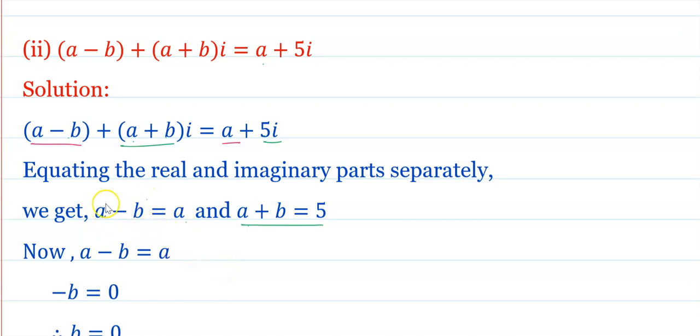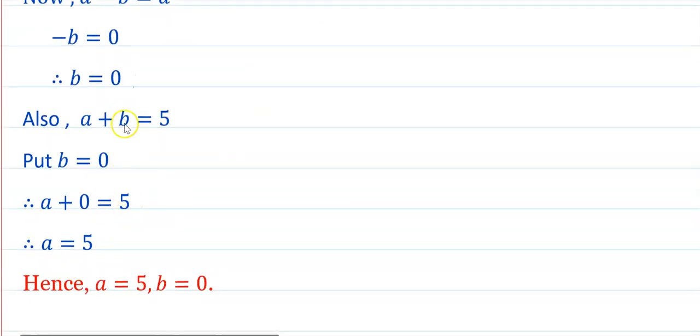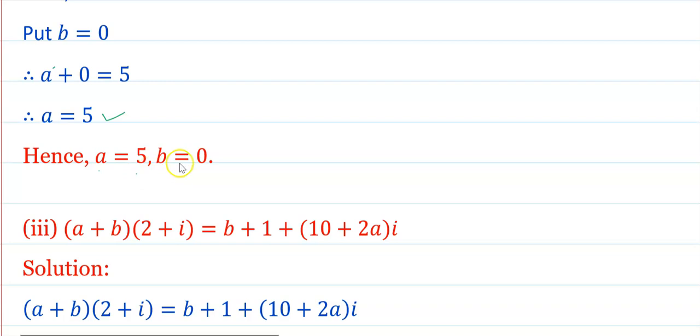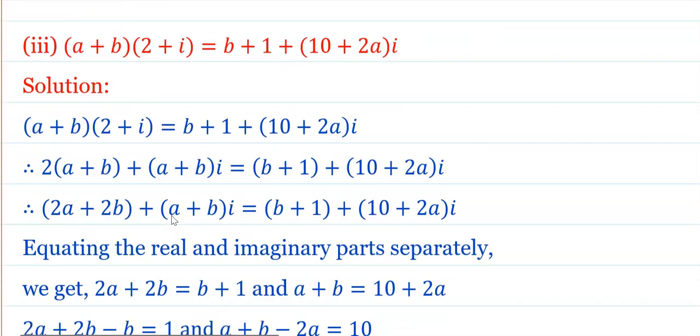It means that this A gets cancelled and then you are getting minus B is equal to 0. It means B is equal to 0. Now substitute B is equal to 0 in this expression. Then you will get A is equal to 5. And hence A is equal to 5 and B is equal to 0. Okay, simple questions are there, equating real and imaginary parts.